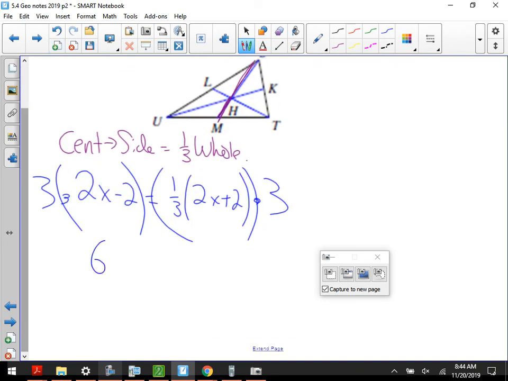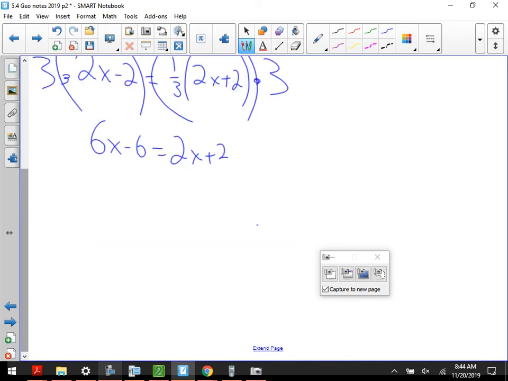So then you get 6x minus 6 is 2x plus 2. Subtract 2x, add the 6, you get 4x is 8. You get x equals 2. To undo multiplying by a fraction, you multiply by its reciprocal. That's how that works. That's just a simple little algebra trick that you guys have all seen, but forgot.